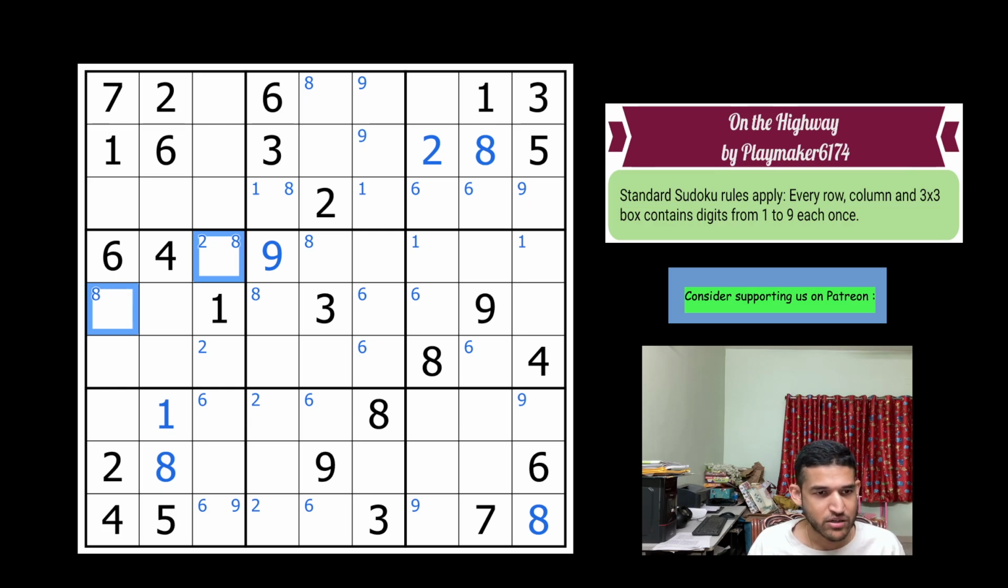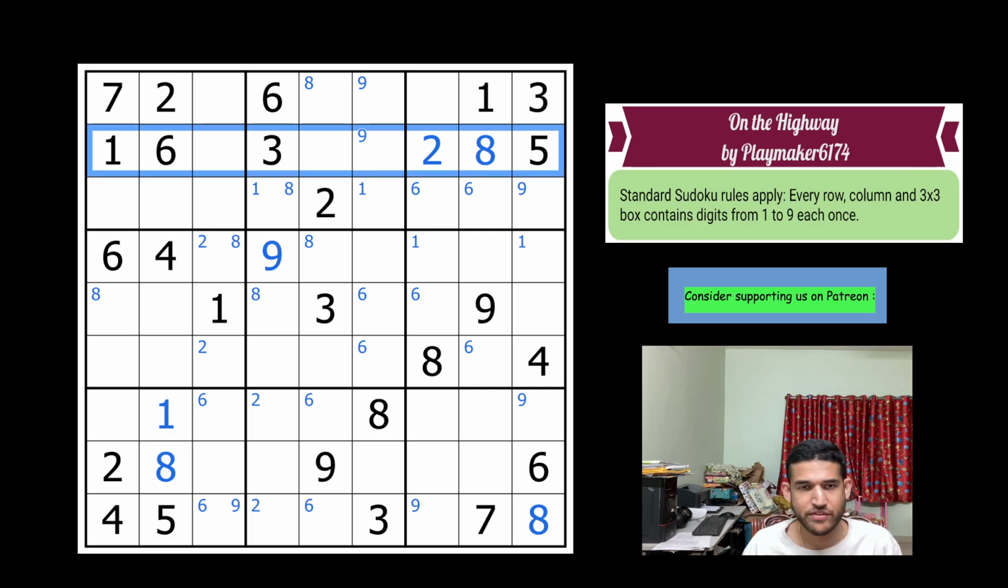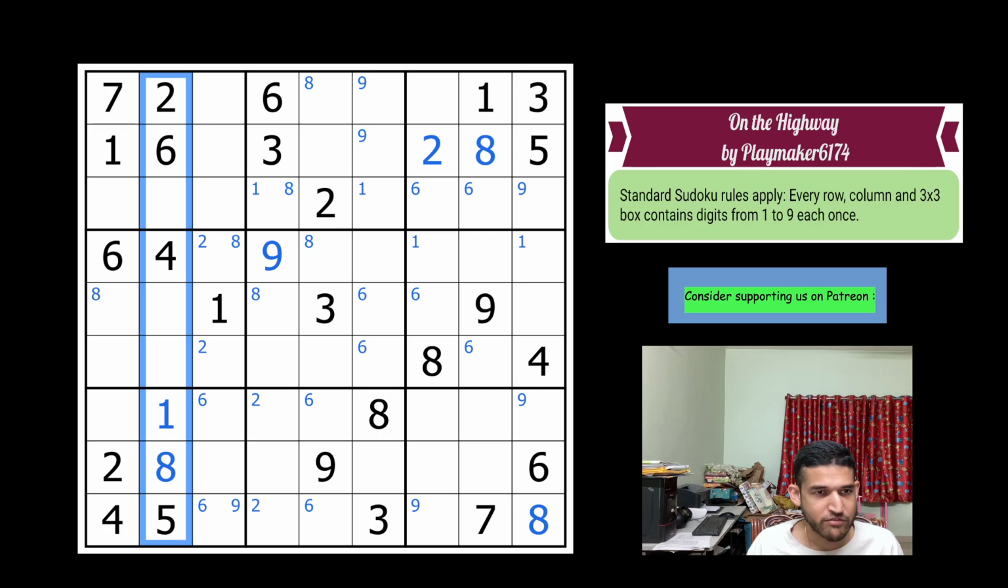So you can see that row 2 and column 2 are almost filled. So let's just focus on those places now. Starting with column 2, you have 1, 5, 8, 2, 4, 6. So 3, 7 and 9 are the missing digits, and this cell cannot be 3 or 9, so it's a 7. So which means this would be a 3, 9 pair. Excellent, right?